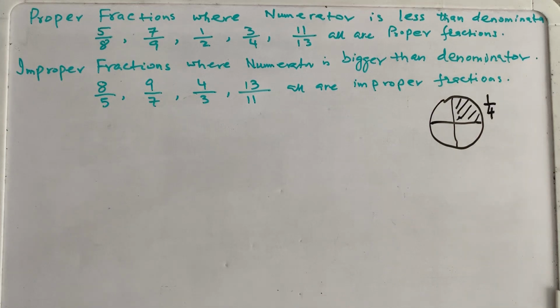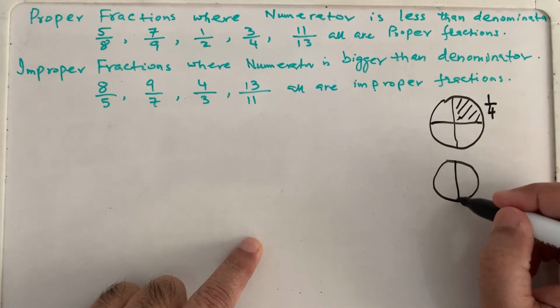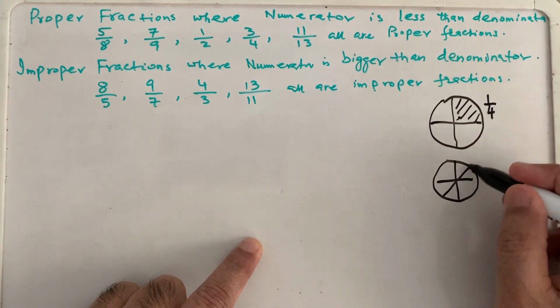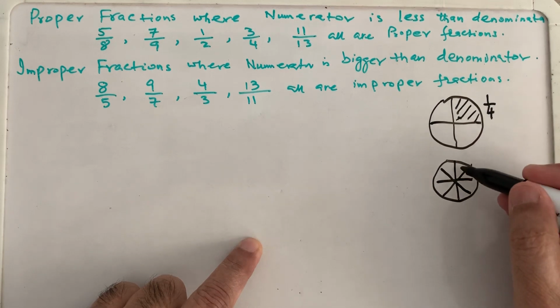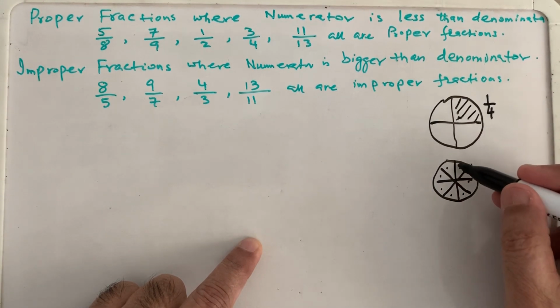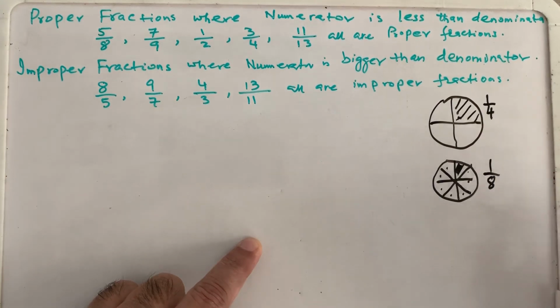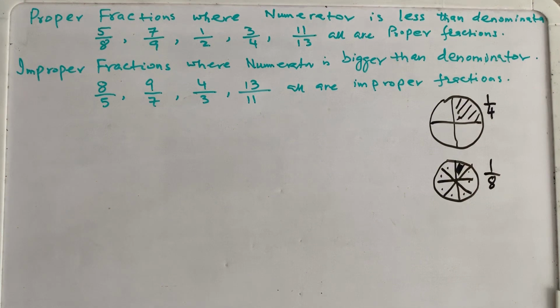How many parts of a certain size can we make? We can make 8 parts of this pizza, right? So this time I make it like this. How many parts? 1, 2, 3, 4, 5, 6, 7, 8. So now each part is representing 1 over 8, right? So be clear that a fraction represents a part of a whole thing or whole number.